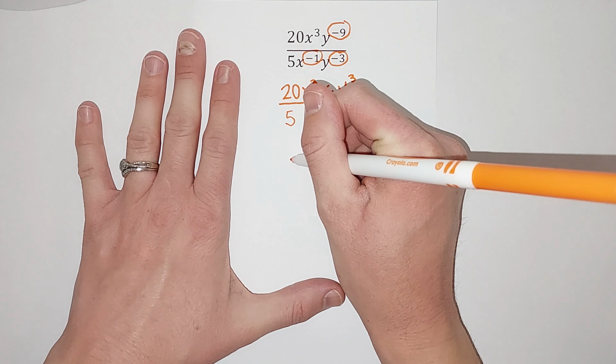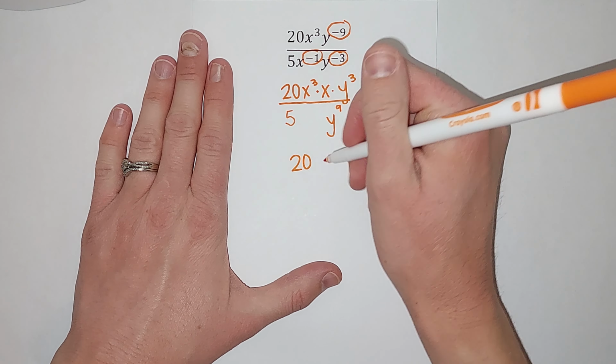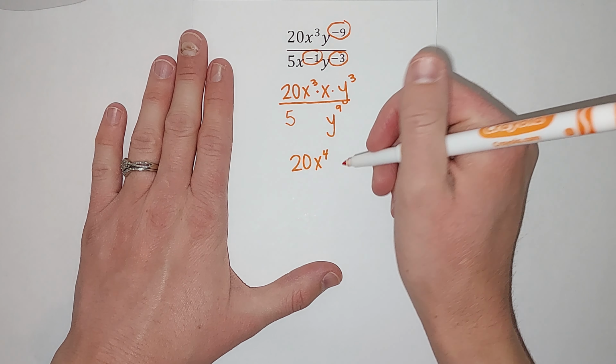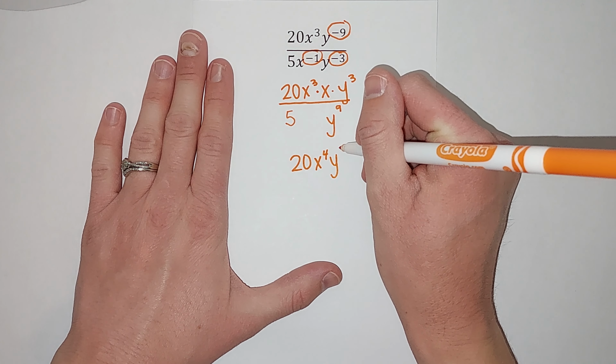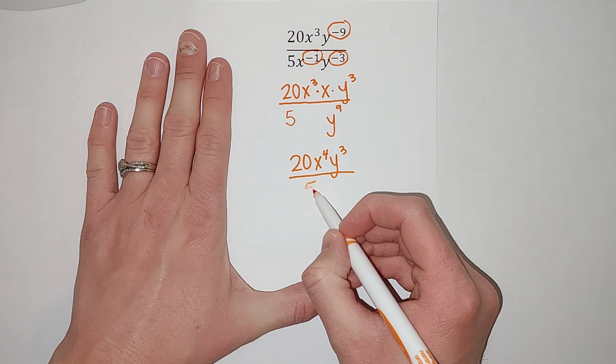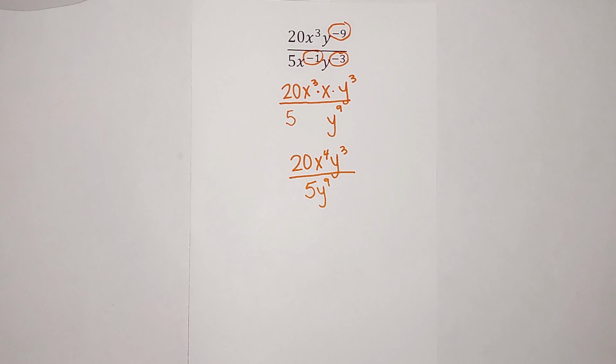All right, so let's write this where it looks less crazy. So I'm going to have 20. X to the third times x gives me x to the fourth, okay? And then I still have that y to the third. And on bottom, I just have 5y to the ninth, okay? Now, you might be tempted to say you're done, but we want to simplify, okay?